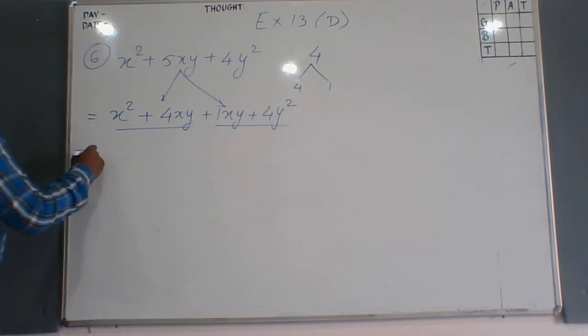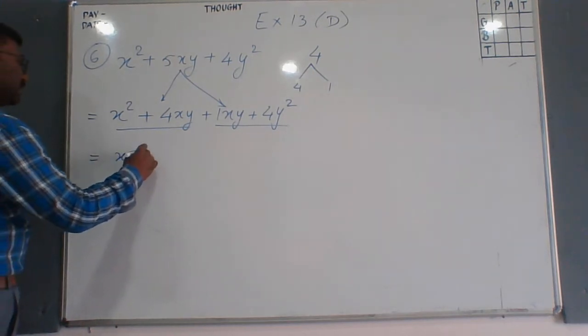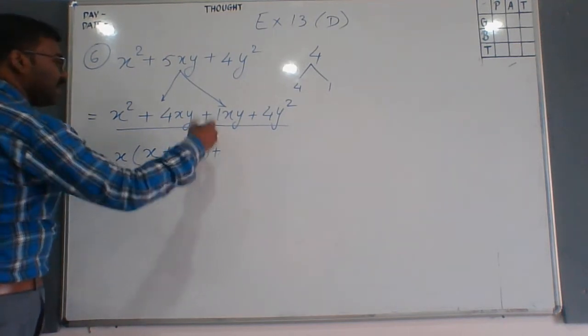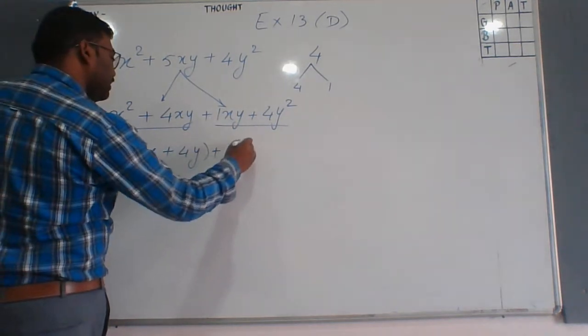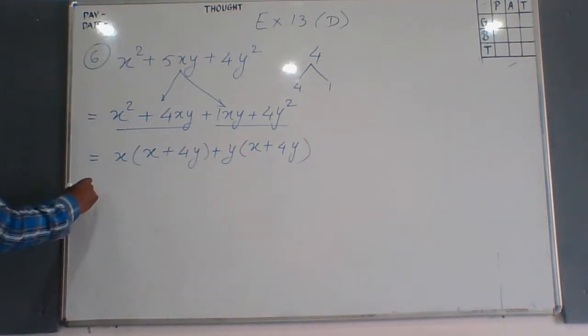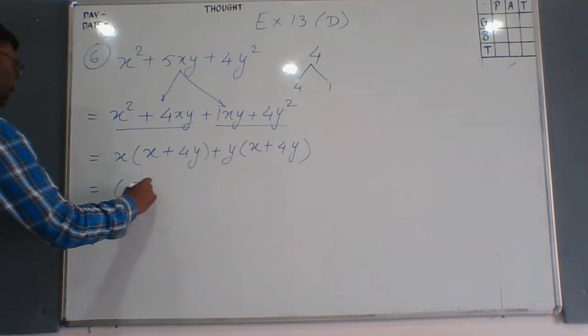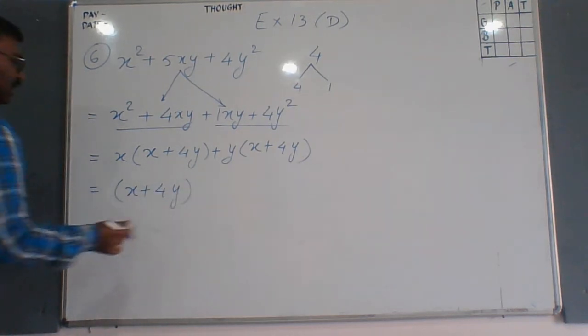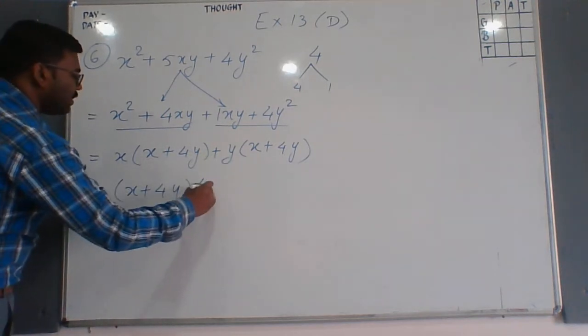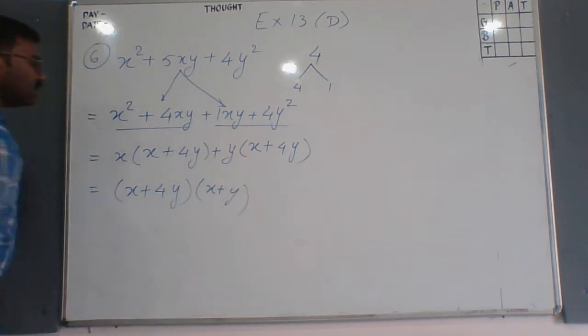Okay. From the first two terms, common is x, so we can write x plus 4y. And from the last two terms, the common is y. So again we can write x plus 4y. So there are two brackets, x plus 4y, and the terms outside the bracket are x and plus y, which we will write in the new bracket. Okay. So this is our final answer.